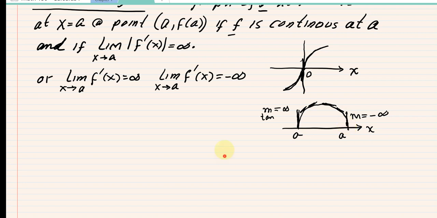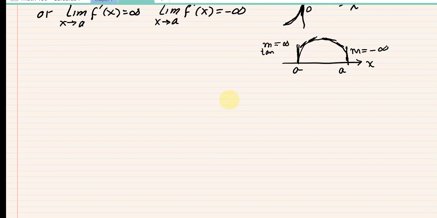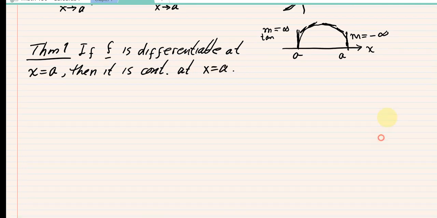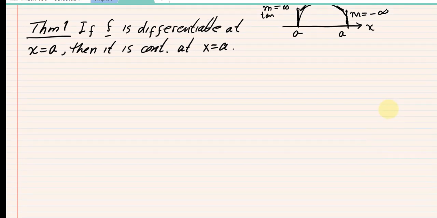Alrighty, now we have an important theorem here. This is Theorem 1 of your book. It goes like this: if a function f is differentiable, and remember that means it has a derivative, at the point x equals a, then it is continuous at x equals a. So if the function is differentiable, then it has to be continuous at that point. Now, the other way around does not work.